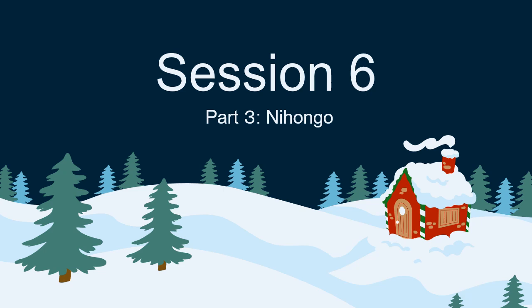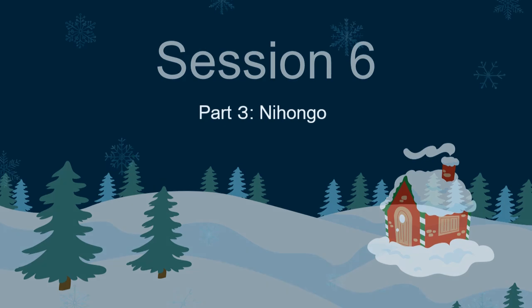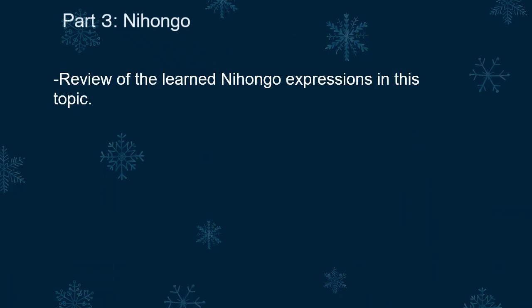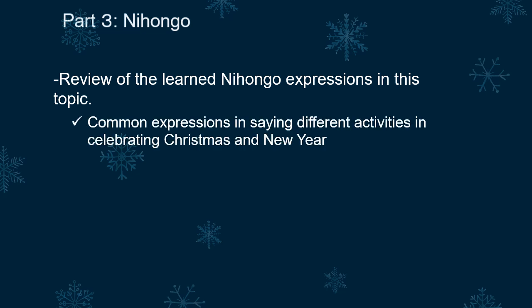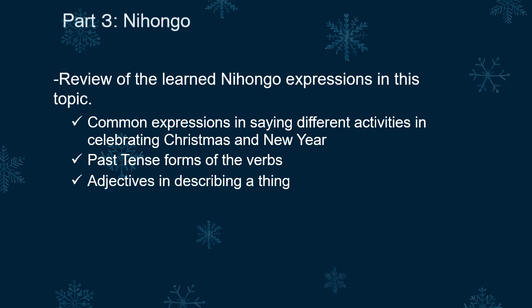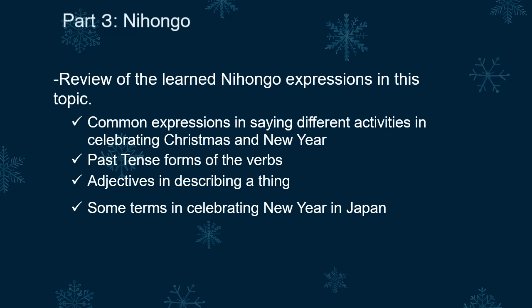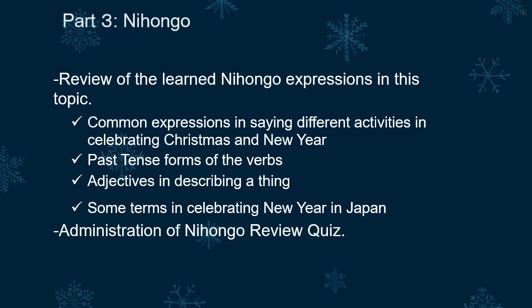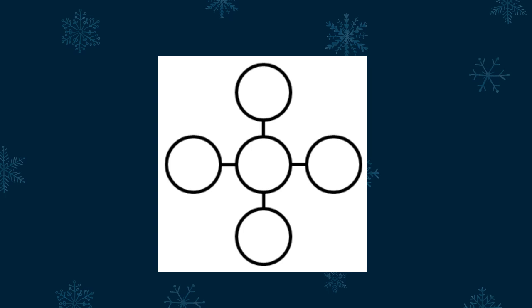Part 3 of this session is the Nihongo part. Here, the students will be reviewing the learned Nihongo expressions in this topic. You're going to focus your review on the common expressions for different activities in celebrating Christmas and New Year, past tense of the verbs, adjectives for describing a thing, and some terms in celebrating New Year in Japan. Then, after the review, you're going to administer the Nihongo review quiz. This is also part of their Nihongo review.